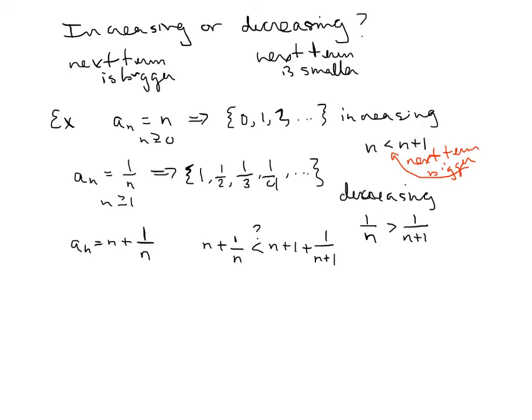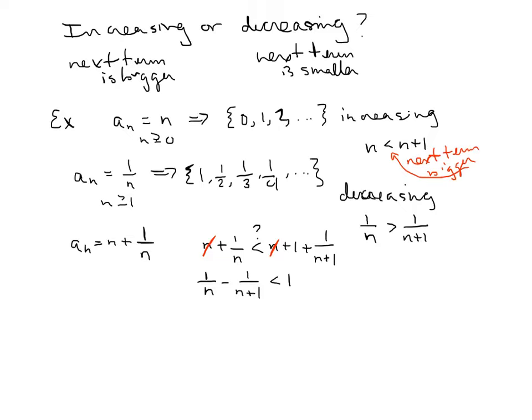So I'm saying the next term, where I plugged in n plus 1 for n, is bigger. So I'm saying this is increasing, and there's a big question mark there. I don't really know for sure, but I'm going to do some algebra to this and see what happens. First, I'm going to cancel those n's, they're on both sides, I could just subtract them. And then I am going to subtract the 1 over n plus 1 over to this other side.